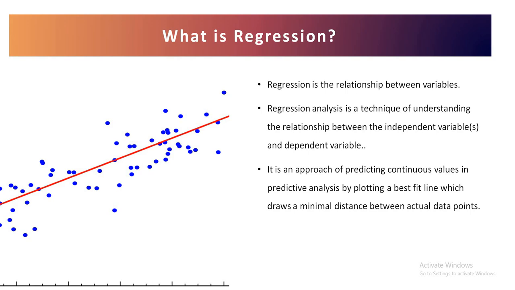Regression is an approach of predicting continuous variables. For example, in this case, I have taken weight and height. Weight is a continuous variable and height is also a continuous variable, so whatever relationship we get will be a continuous relationship. This is the important note to remember: whenever we have continuous variables as our output variable, the model we are going to apply is a regression model.